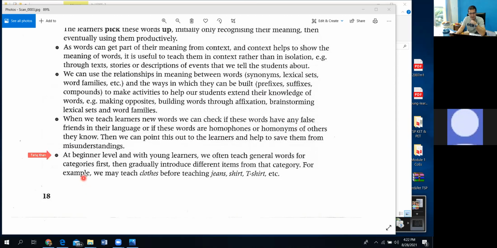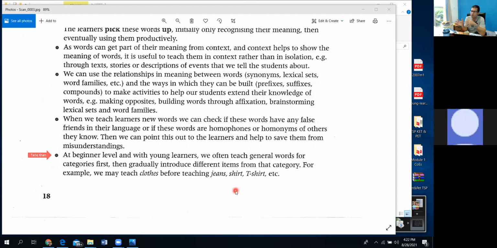Next one is at beginner level and with young learners, we often teach general words for categories first, then gradually introduce different items from the category. For example, we may teach clothes before teaching jeans, shirts, t-shirts.